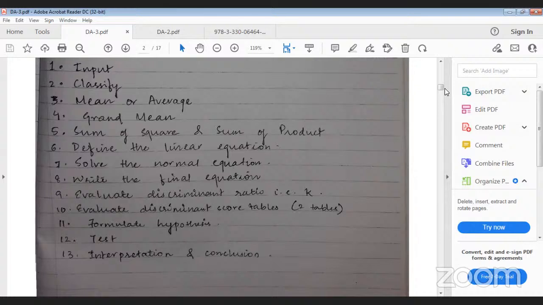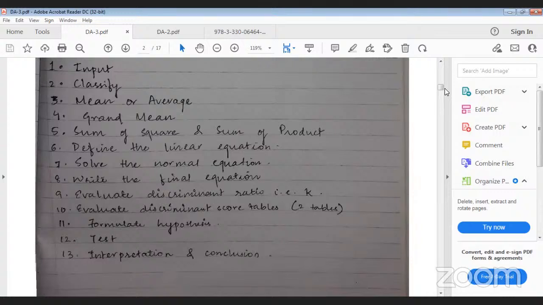Write the final equation. Then evaluate the discriminant ratio. That is the most important one. That is your K, because you have to find out K. Through that K only you can go for classification. That's why the most important thing is how to calculate K. K is known as the discriminant ratio. That is your constant. You have to calculate it. After that only you can discriminate whatever you want to discriminate.